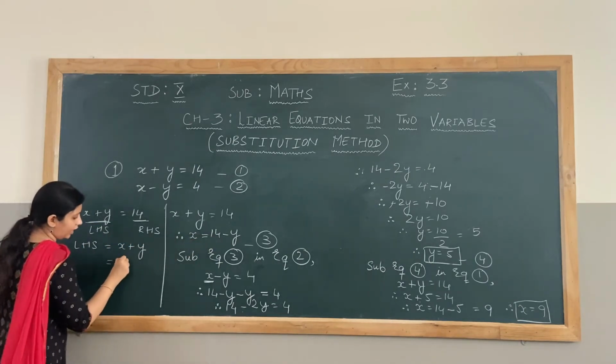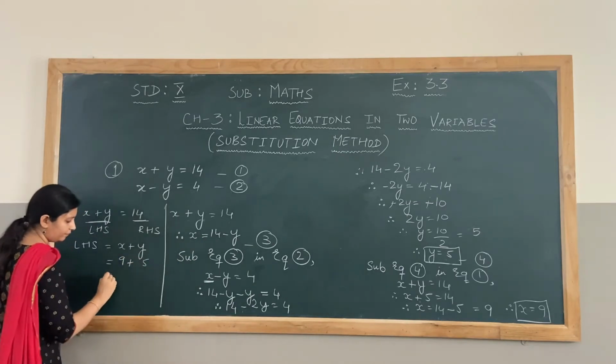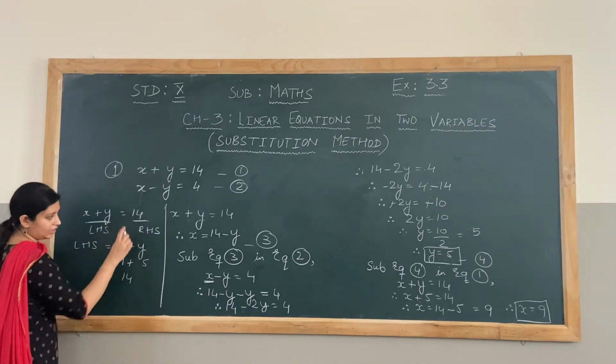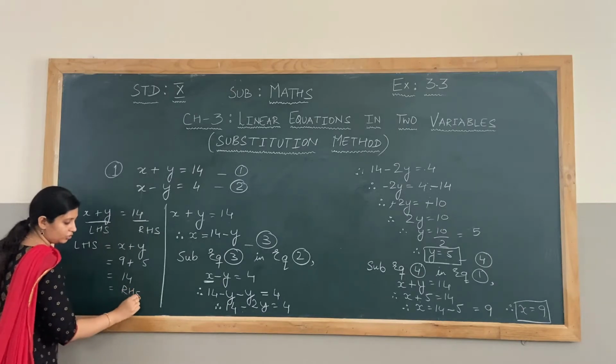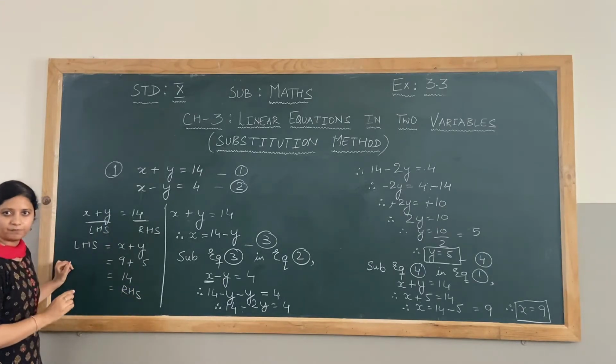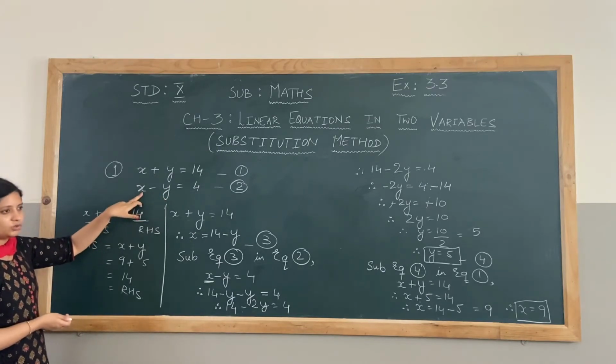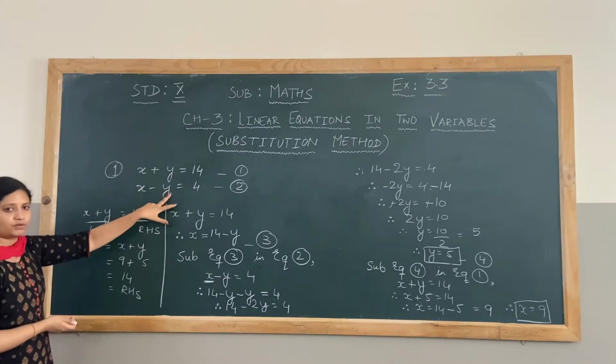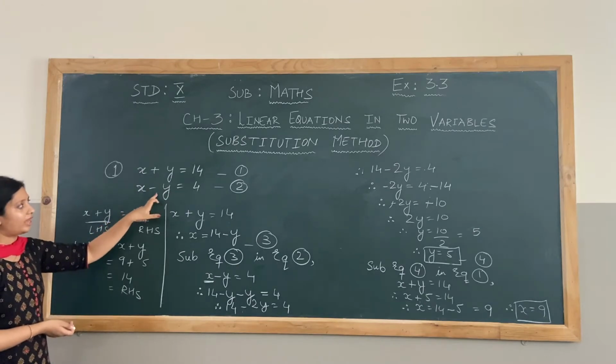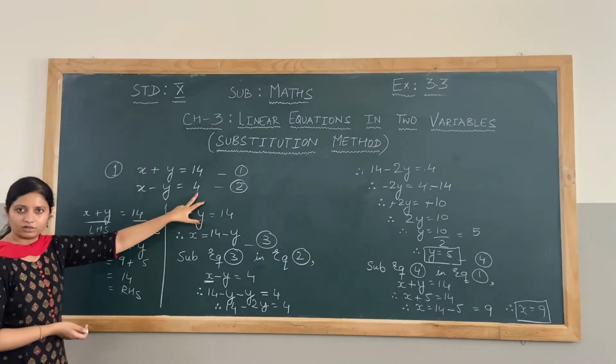x is equal to 9 and y is equal to 5. This gives you 14, which is ultimately your RHS. So your equation is satisfied. You can check even in the second equation. Instead of x, you substitute 9 and instead of y, you substitute 5. So 9 minus 5 gives you 4. Is it clear?